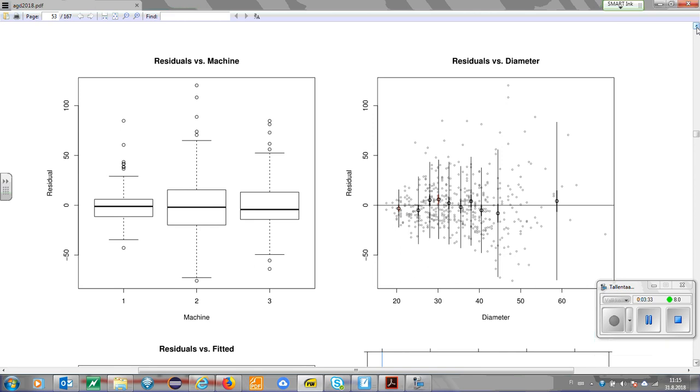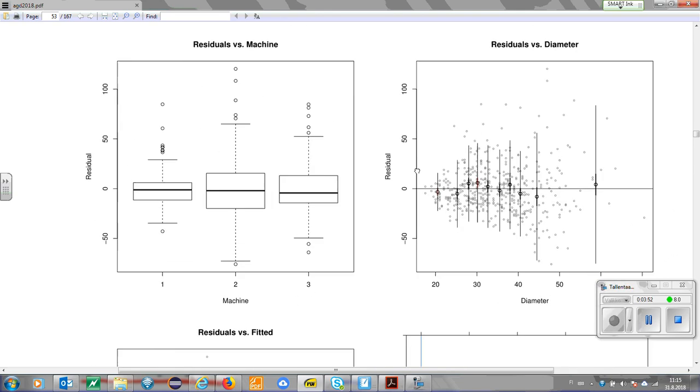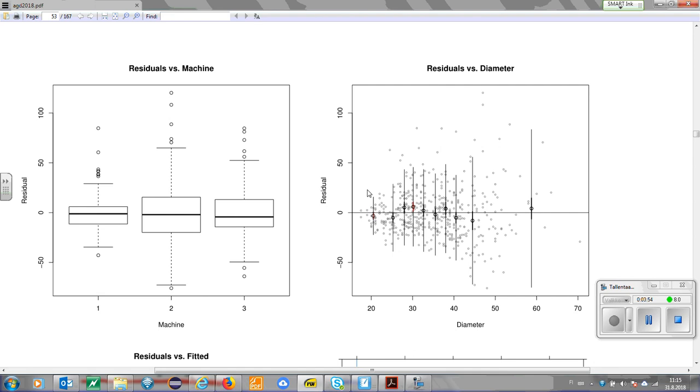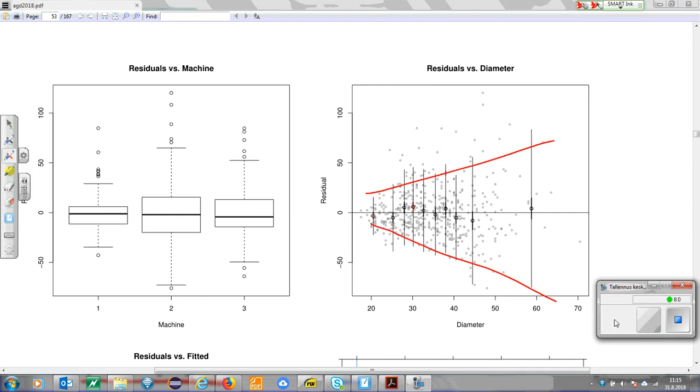What we see here, if we look at the width of the boxes for machines, is that the variance for machines 2 and 3 seems higher than for machine 1. We also see that the variability of the residuals increases as a function of diameter here. So we have this kind of megaphone shape for the graph.